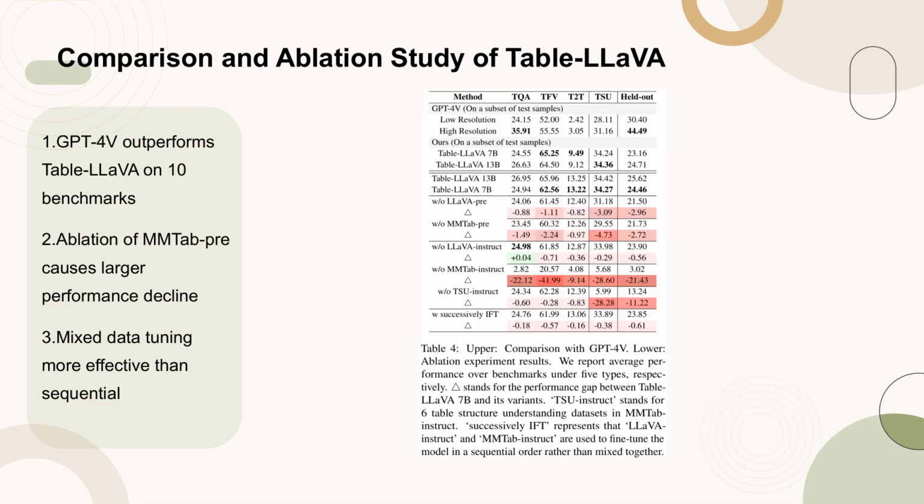Table 4 presents a comparison of Table LLaVA with GPT-4V across 24 benchmarks, showing that GPT-4V achieves better results on 10 of them. The lower section of the table details ablation study results, highlighting that the removal of MMTab pre-training leads to a more significant performance drop compared to other ablations. Additionally, the study reveals that fine-tuning with mixed data is more beneficial for model performance than using data sequentially.